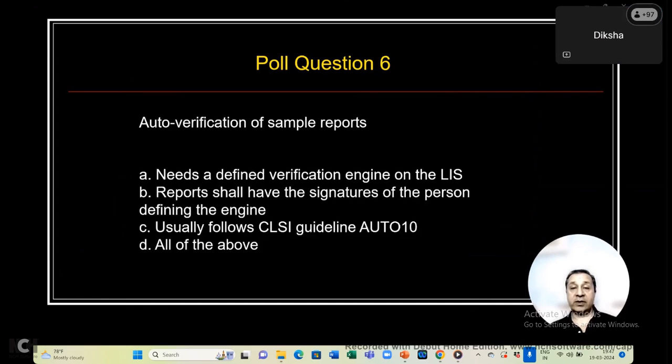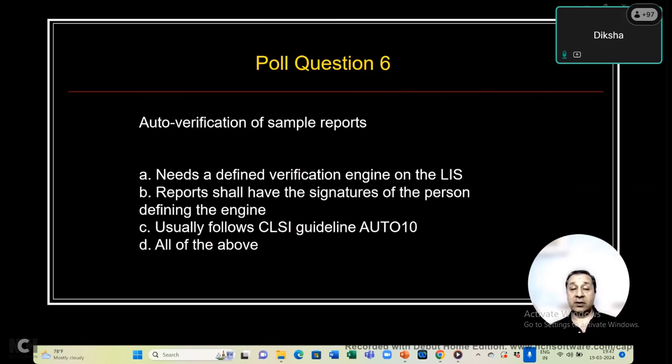Now, that gets us to the poll question. Auto verification of the sample reports needs a defined verification on the laboratory information system. Reports need to have signatures of the person who defines that engine. It usually allows us to follow a certain guideline called the CLSI guideline, which is called AUTO10.